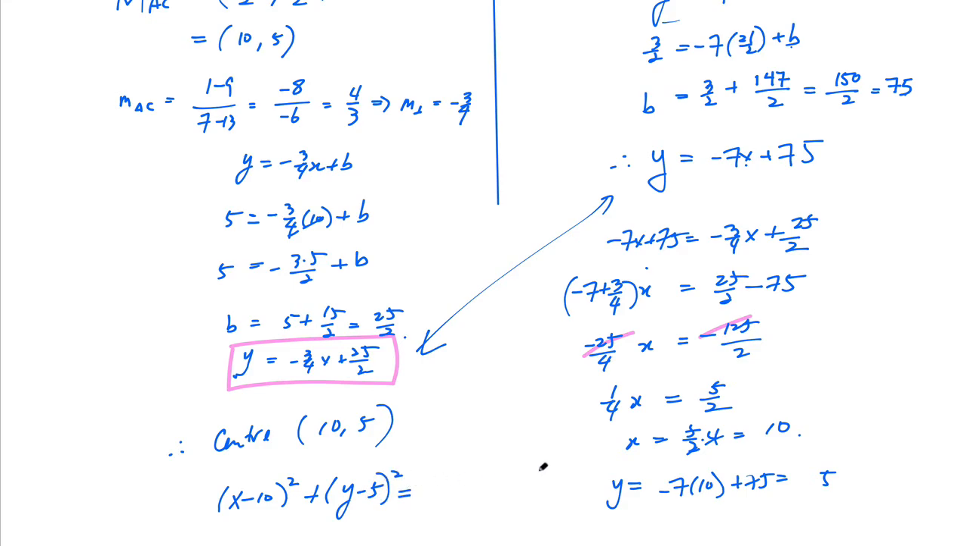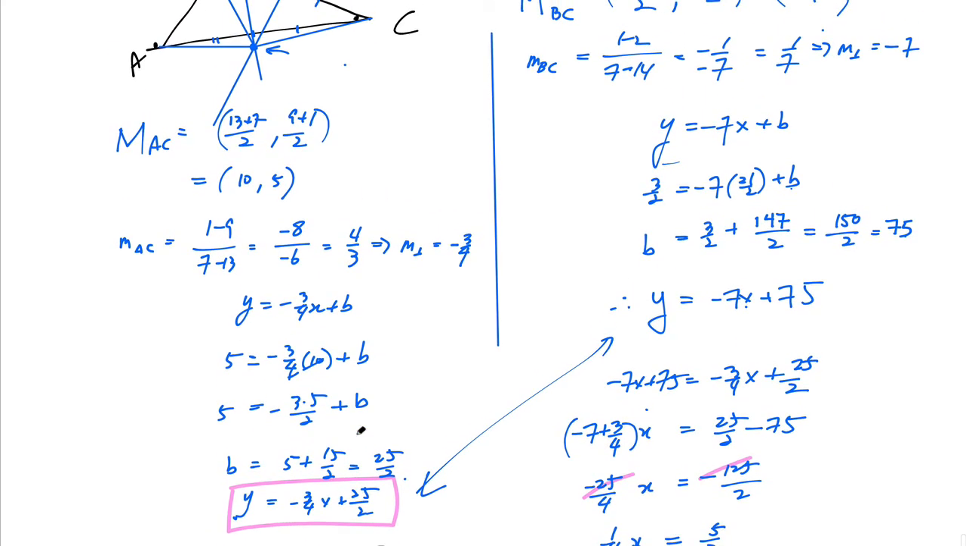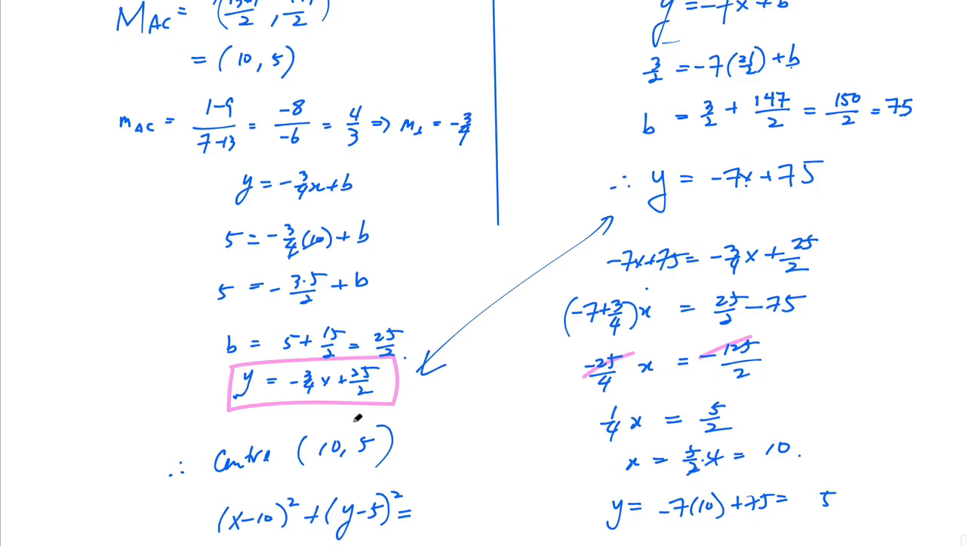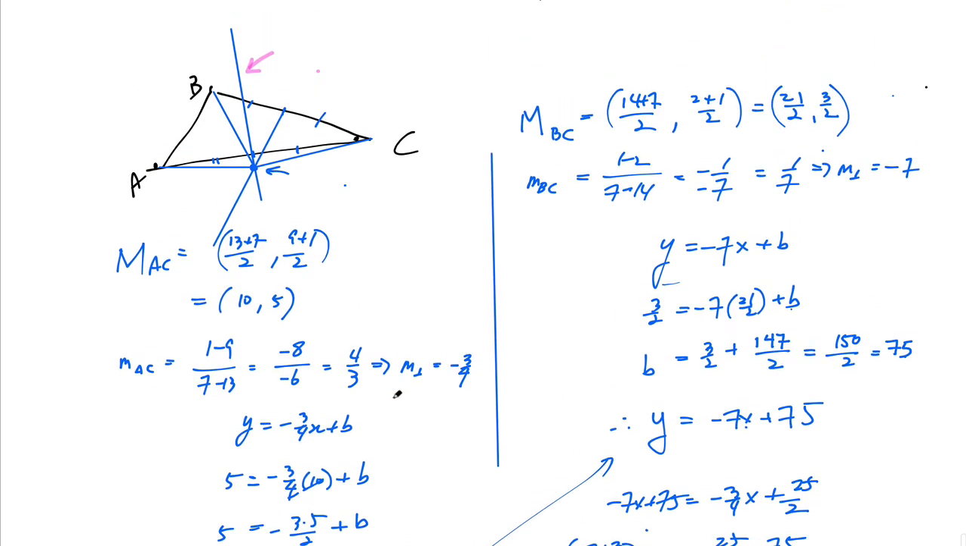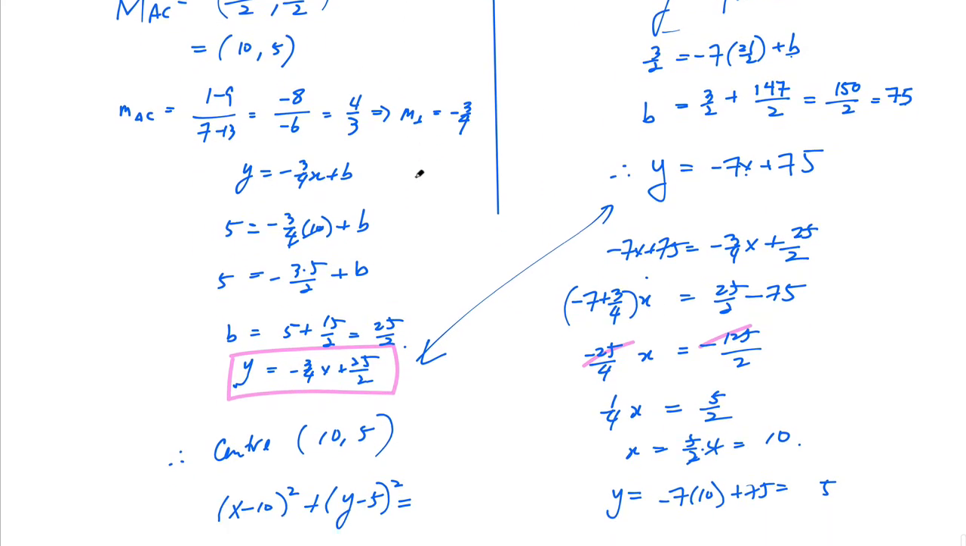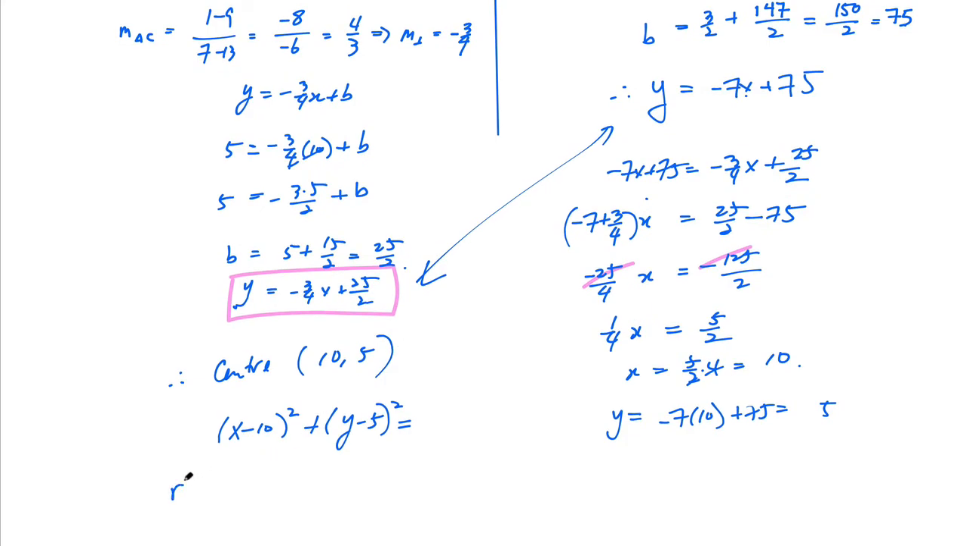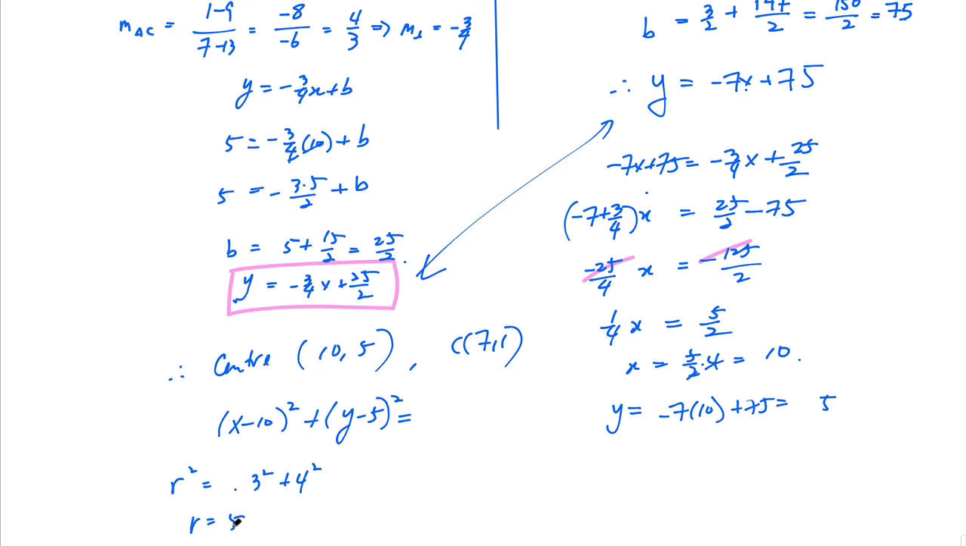As for the radius, we can just find the distance between this and any one of the points A, B, C. Let's grab (7, 1). So the radius squared will be the distance between (10, 5) and the other point (7, 1). Change in x is 3, change in y is 4. Nice, R is going to be exactly 5.